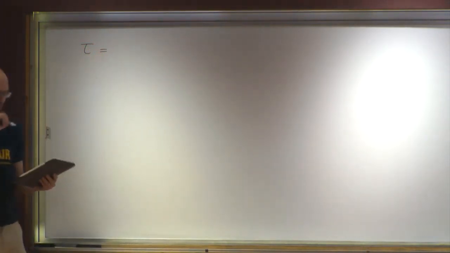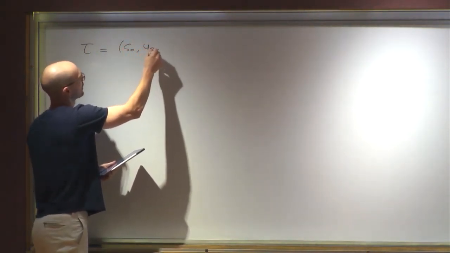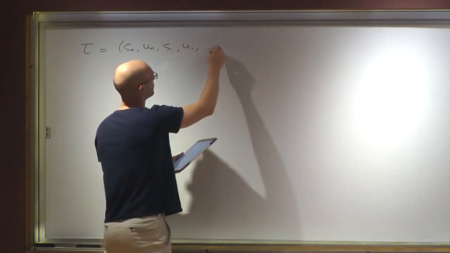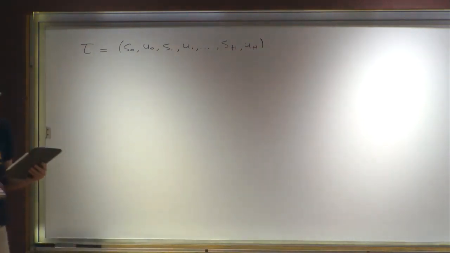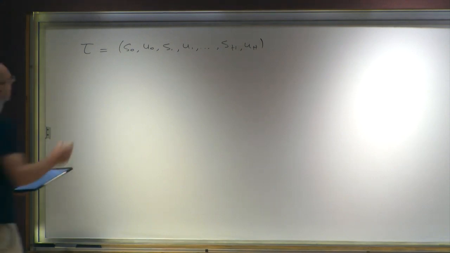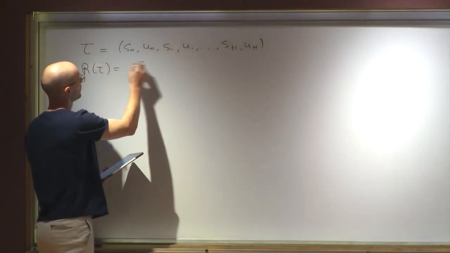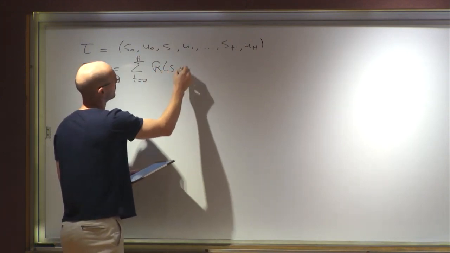So tau stands for trajectory, and it's going to be state at time 0, controls at time 0, state at time 1, controls at time 1, all the way till state at time H, maybe controls at time H. They don't tend to matter really, but it's simpler to have state and control everywhere to not have to special case the last time slice. We'll then also say R of tau is equal to the sum from t equals 0 through H of R(s_t, u_t).